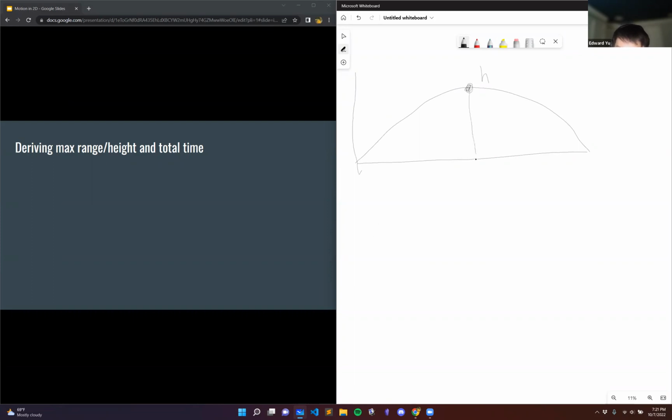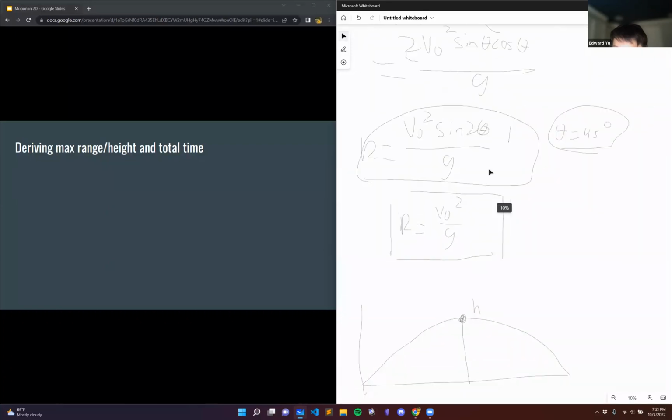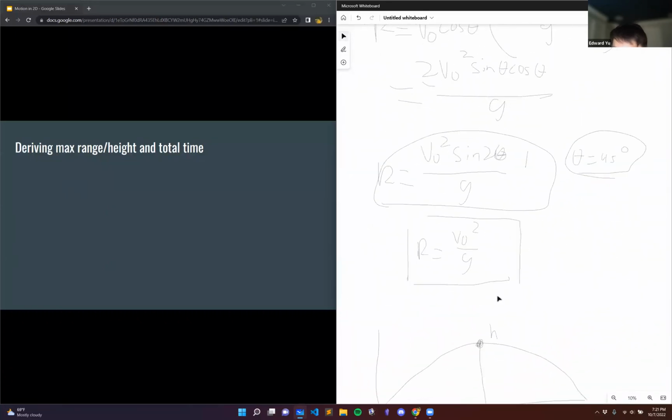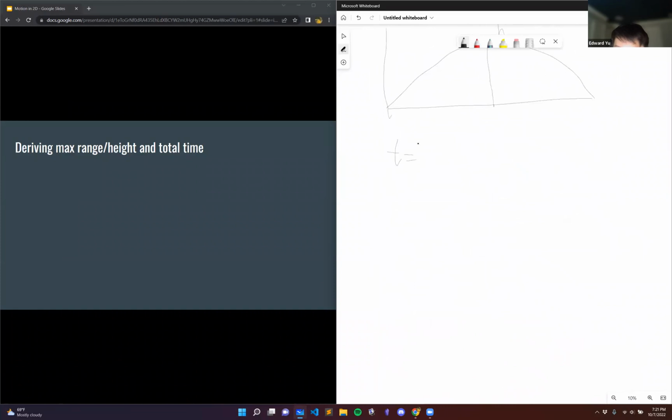So if we take it at the midpoint, then the time, since we don't even know the time from back here, we know that the total time is 2v sine theta over g. So halfway, it would just be v sine theta over g. So the time to get to the half point, t half, is equal to v sine theta over g.